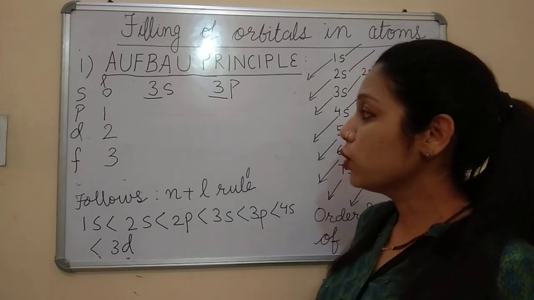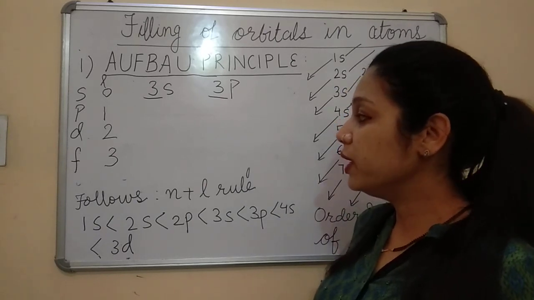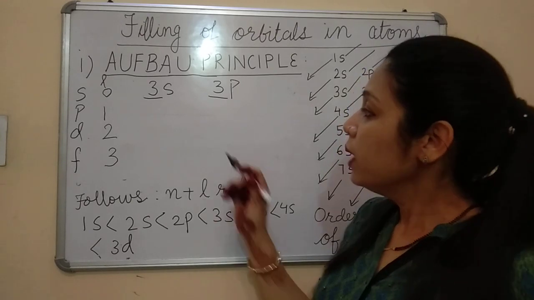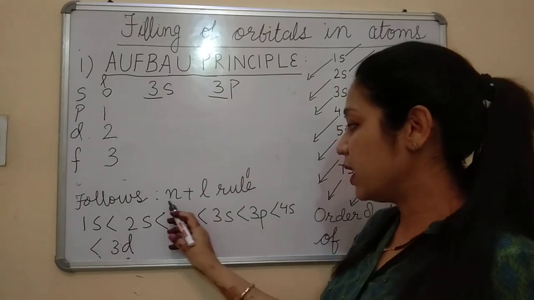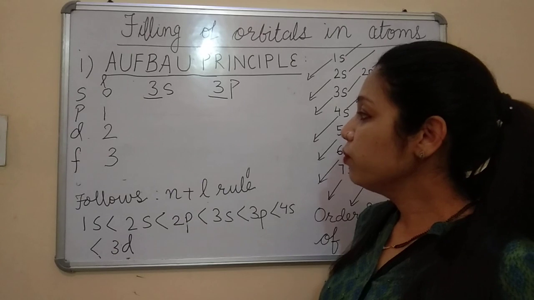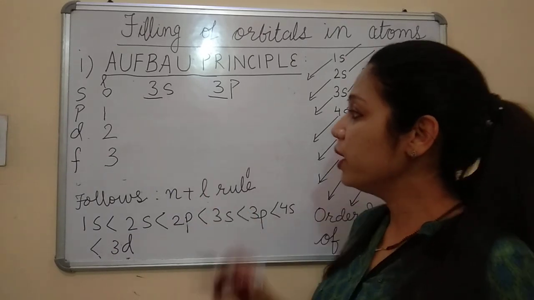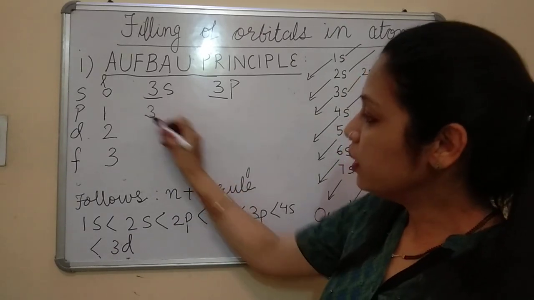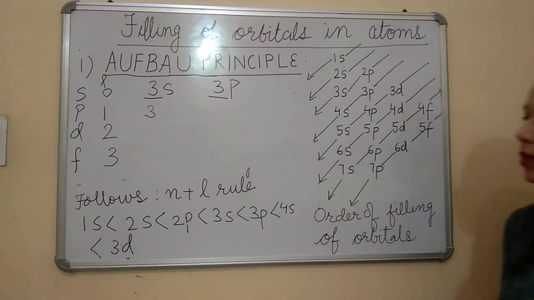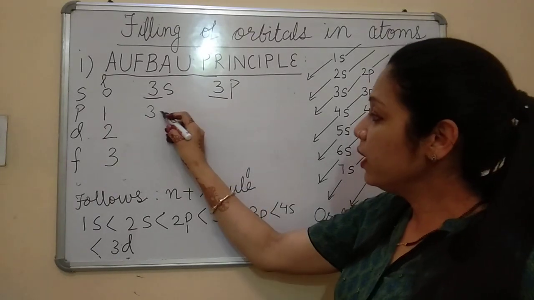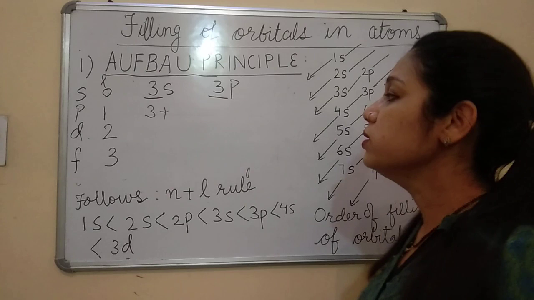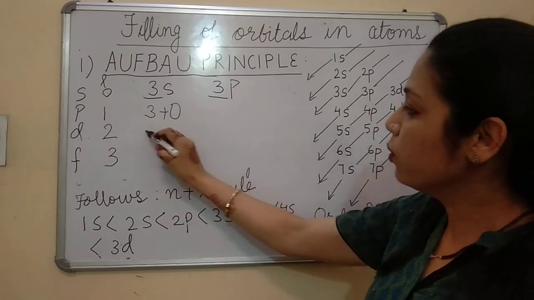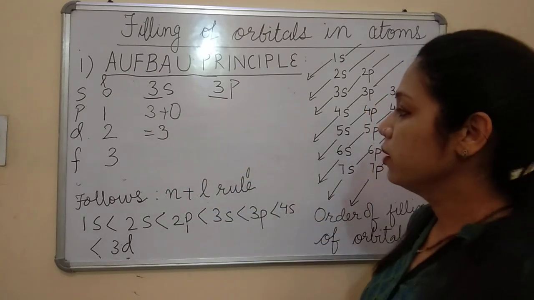These are the values of L in case of SPDF orbitals. Now the rule is the n plus L rule. So children, what is the value of n in 3s? It is 3. And what is the value of L in case of 3s? It is 0. So it's 3 plus 0, that is equal to 3.